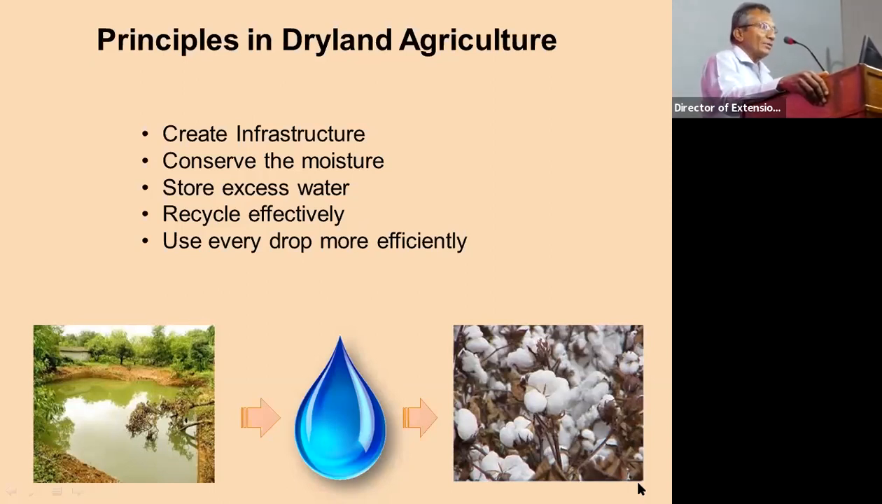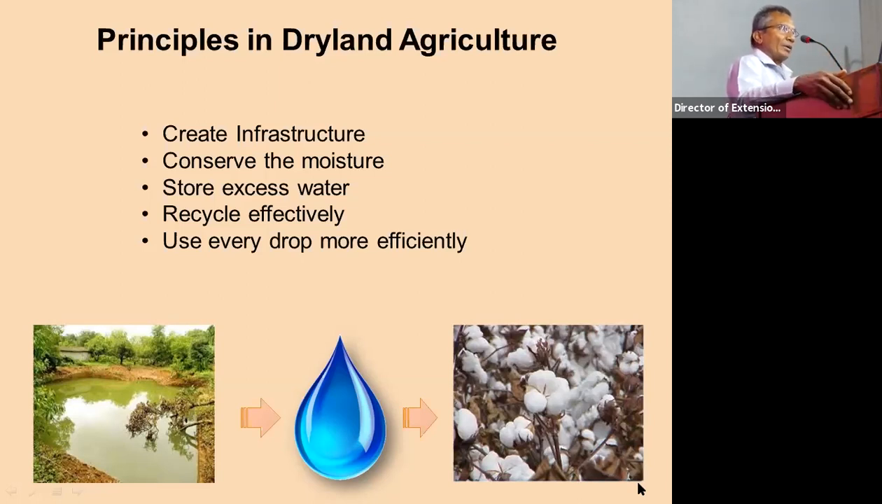Then we have to conserve whatever drop of rainfall is received. The previous speaker told about the forecast and when the rain is going to occur. And whatever rain occurred, sometimes because of the hard pan on the surface soil as well as subsurface soil, it cannot penetrate into the deeper aquifer. So most of the rain received in dryland agriculture runs away from our field or gets wasted. So we have to conserve whatever moisture is received.